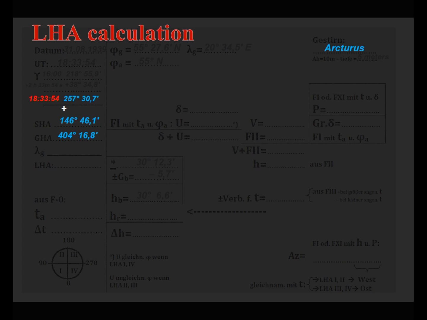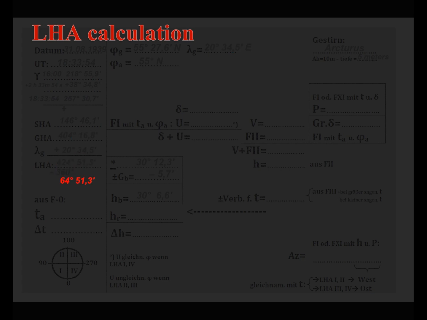The reckoning longitude must be added to the Greenwich hour angle of the star. When performing the addition, the longitude sign must be taken into account. East longitude is positive, west longitude is negative. The calculated value for the local hour angle must be between 0 and 360 degrees.